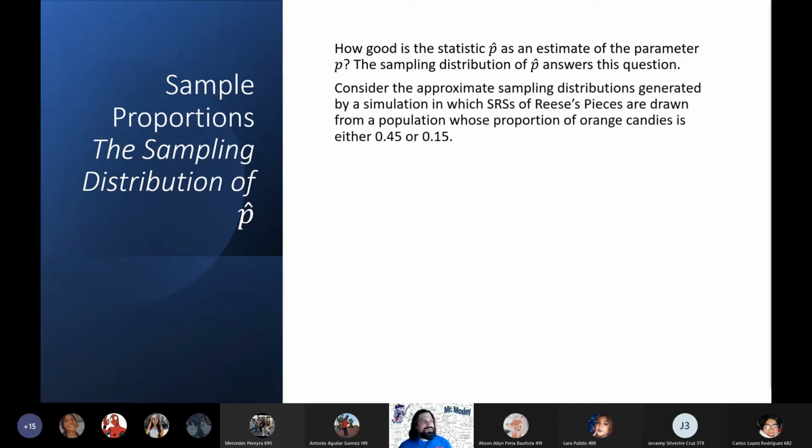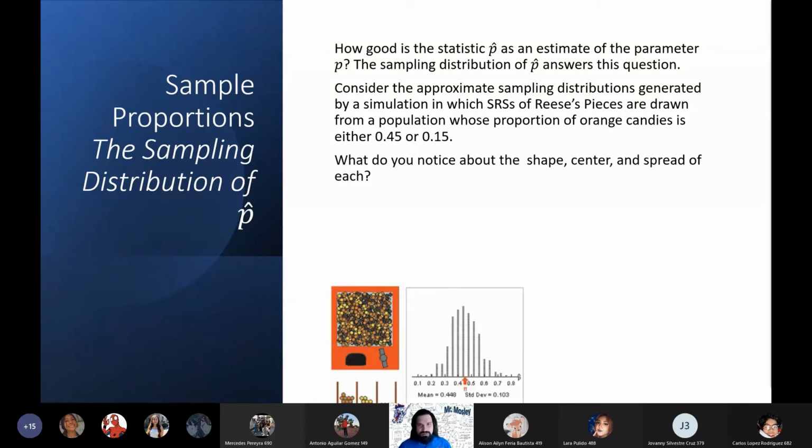All right, consider the approximate sampling distributions generated by a simulation in which SRSs of Reese's Pieces are drawn from a population whose proportion of orange candies is either 0.45 or 0.15. So we've got two separate populations set up. And we're going to consider what we notice about the shape, center, and spread of each.